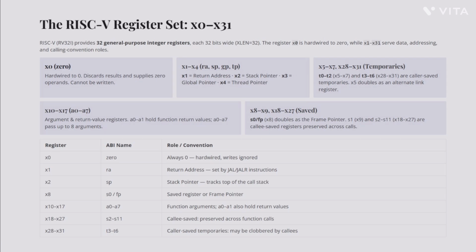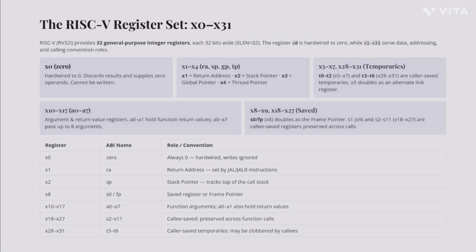Next comes X5 to X7 and X28 to X31, which are the temporary registers. Another notation for these is T0 to T2 and T3 to T6. So in total there are 7 temporary registers, and these are called caller saved temporaries. Also we have X5, which acts as an alternate link register as well.